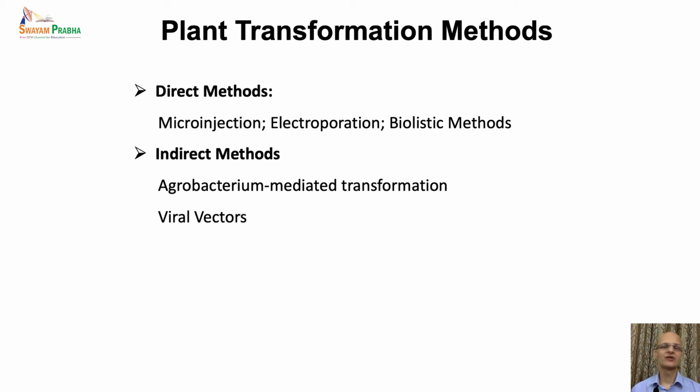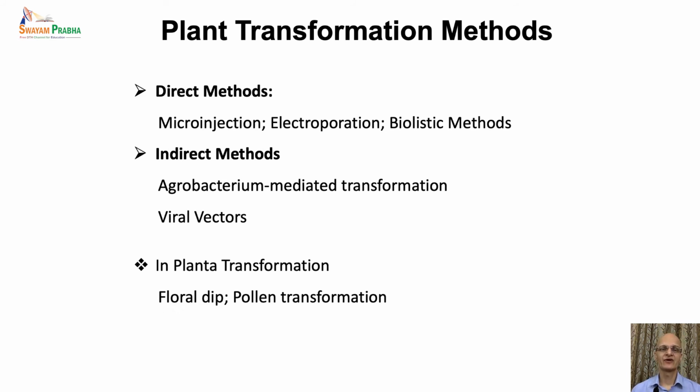Basically, DNA or the nucleic acids can be delivered in several ways, which can be grouped in two categories, that is direct methods or indirect methods. Direct method means we directly deliver the DNA into the plant cells using physical tools like microinjection, electroporation, or ballistic methods. And second is the indirect methods, that is, we put the DNA to be transferred to plants into other vectors like the agrobacterium or the viruses that naturally infect the plants and deliver the DNA of our interest to the plant cell, and in this way they transform the plants.